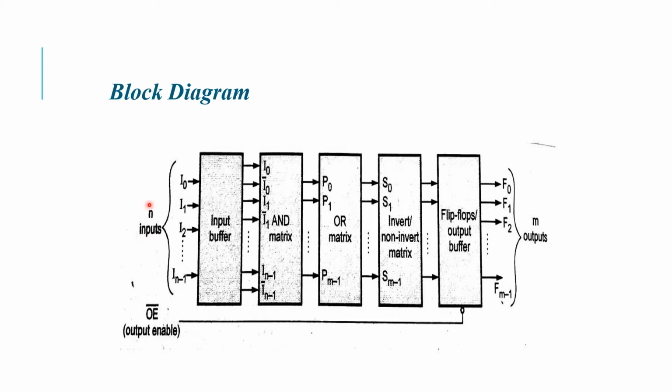So this is the block diagram of PLA. Here we can see n number of inputs can be given through an input buffer to the AND matrix, which is programmable, and it can be given to the OR matrix. We can proceed that towards the invert or non-invert matrix, and finally to the flip-flops or the output buffers. F0 to Fm minus 1 are the outputs. So we can generate m number of outputs by giving n number of inputs, provided OE bar, which stands for output enable.